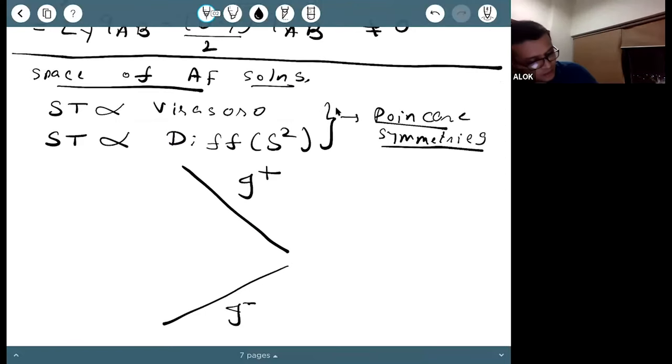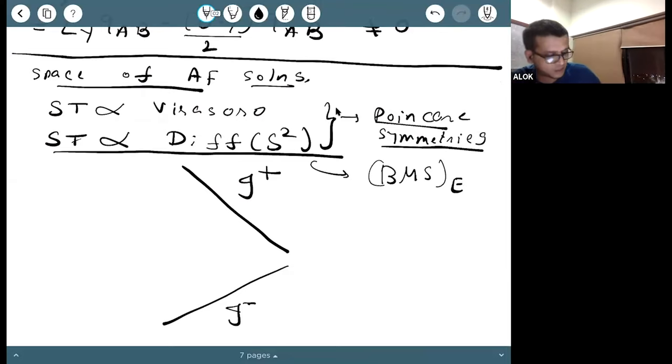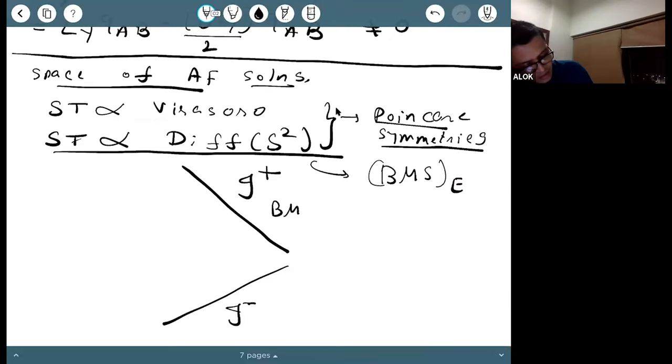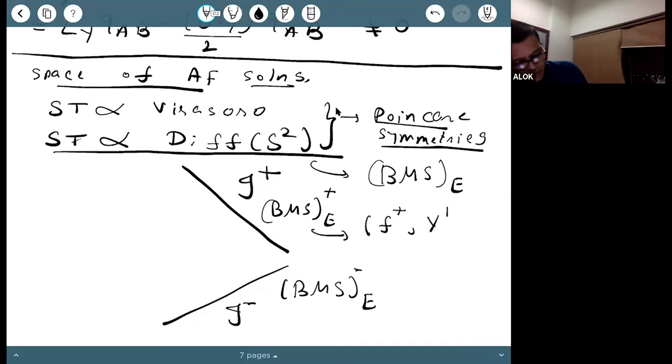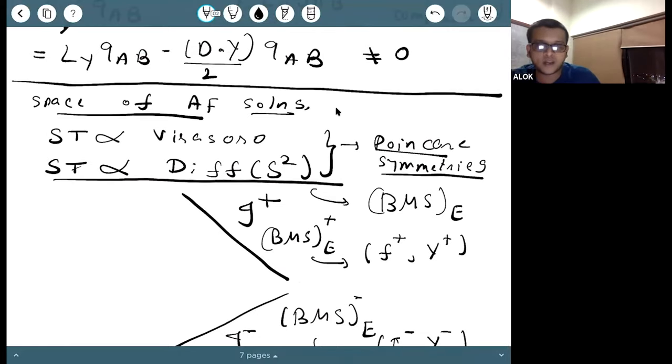So really what we get, let me just call them both BMS extended, even though they are different groups, just for the sake of this argument. So what we have is a BMS extended at scri plus, what we just discussed, but we could have a completely independent BMS at scri minus. In other words, I could take a vector field here, which is parameterized by some function f plus and some vector field Y plus, and here, parameterized by f minus and Y minus. Of course, when I do this transformation on the space of solutions, I don't consider both. I just take one and I transform my spacetime.